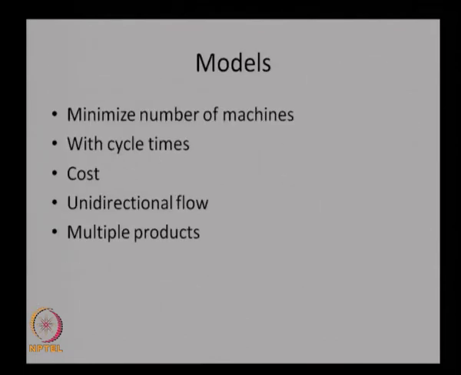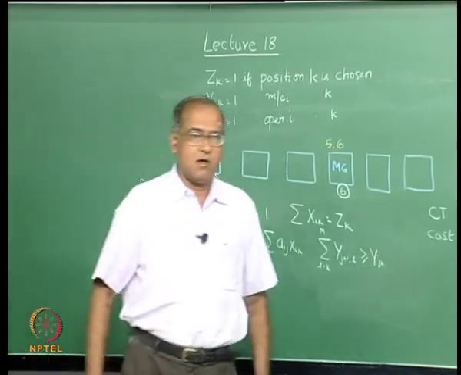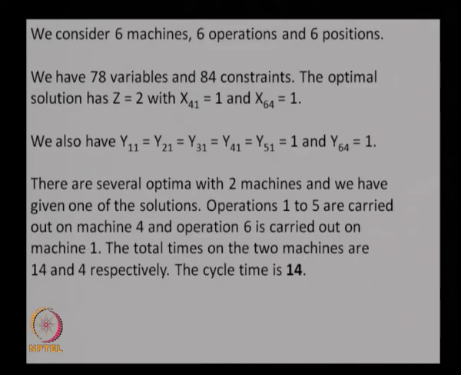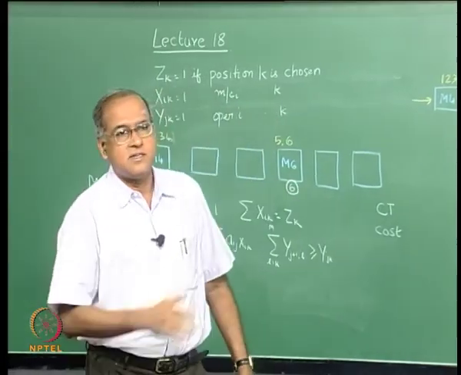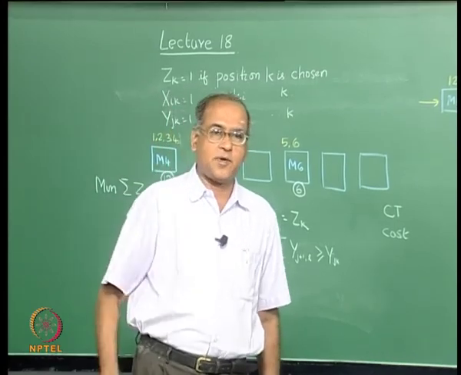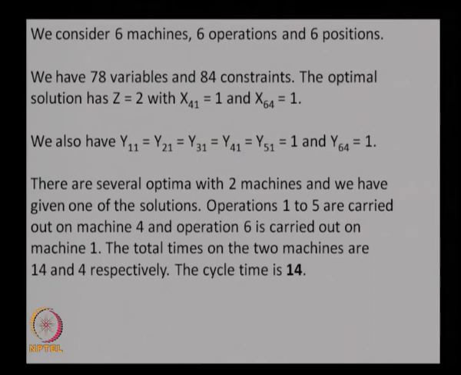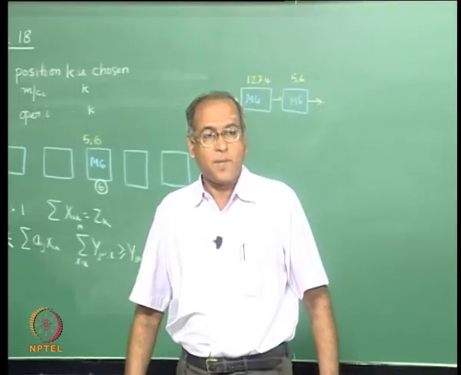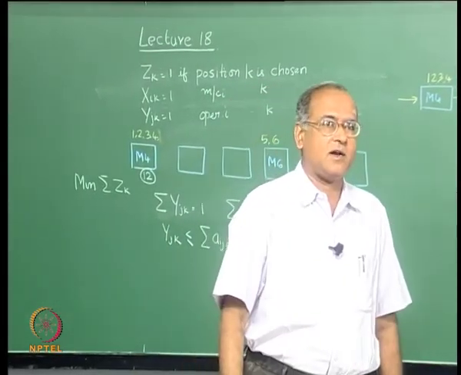models that minimize the number of machines, we have seen models that consider cycle times, we have seen models that consider cost of the machines, and we have seen models that consider unidirectional flow. Now, within unidirectional flow, we have seen a certain type of optimization model and we have given the solution. We also observe here that for a problem as simple and small as one containing 6 candidate machines, 6 operations, we have a slightly large integer programming problem with 78 binary variables and 84 constraints. So, as the problem size increases, solving such a problem optimally using perhaps a solver would become a little more difficult.